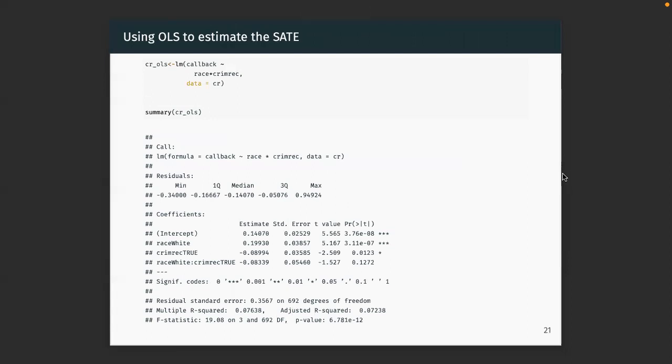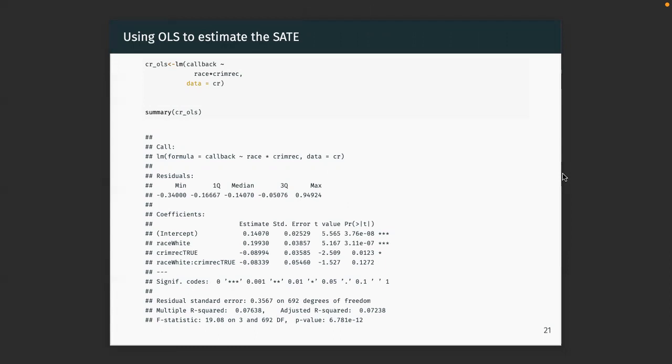So here's what that model for race and criminal record looks like. We estimated this before, right? You did this in your homework. This is all you need to estimate that model, because R, when it has an interaction, will automatically put in the additive terms in addition to the interaction. It'll do that for us.